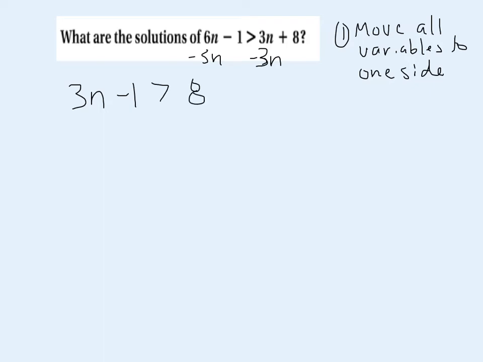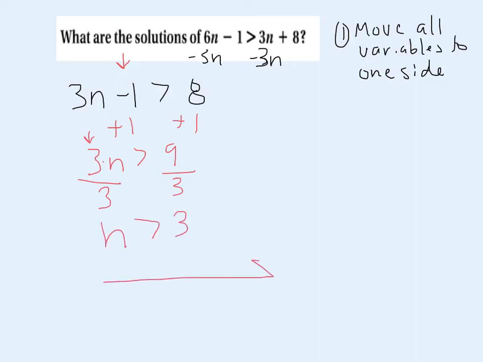So now when I'm looking at this problem, I have to get rid of this minus 1 because I have to work backwards from PEMDAS, getting rid of adding and subtracting first. The opposite of subtracting would be adding, and I want to get rid of the 1, so I have to add 1 to both sides. So I have 3n is greater than 9. And since this says 3 times n, the opposite of multiplying would be dividing, and since I want to get rid of this 3, I have to divide both sides by 3. So I have n is greater than 3.